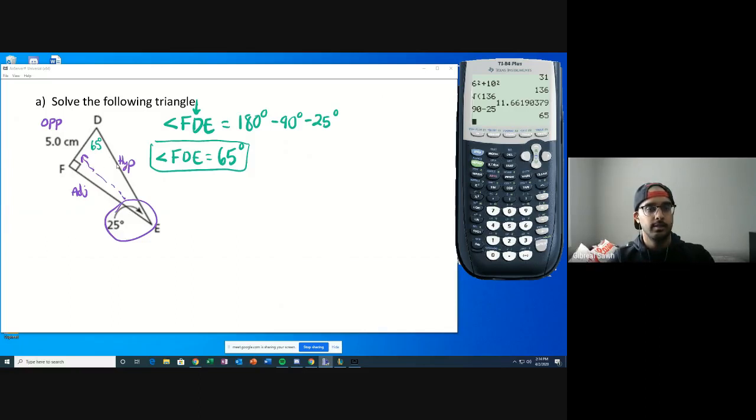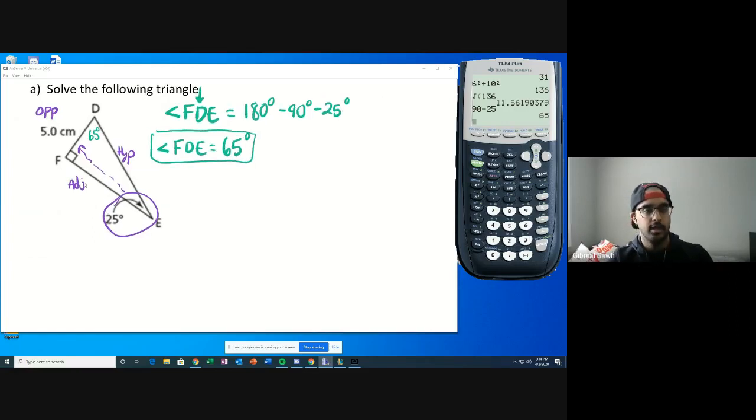Okay, so at this point, it's up to you or up to us to decide which side length to find. There's no bad choice here. I could use opposite and hypotenuse, use the sine ratio. I could use opposite and adjacent and use the tangent ratio. Let's go find the adjacent first then. So we're going to use the tangent of theta.